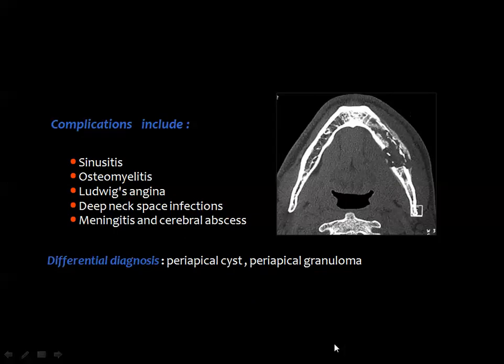Then the complications of dental infection may proceed upward to the paranasal sinuses, leading to sinusitis, or spread locally, leading to osteomyelitis, or spread to the mouth floor muscles, leading to Ludwig's angina, or extend into the deep neck spaces, or may reach the intracranial area, leading to meningitis and cerebral abscesses.